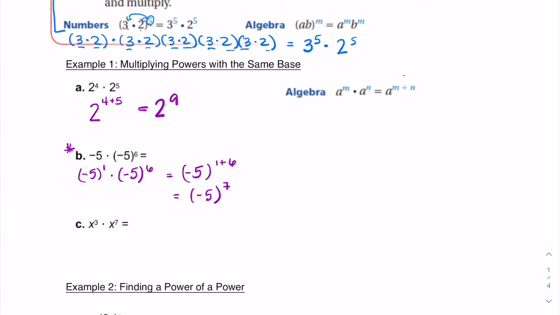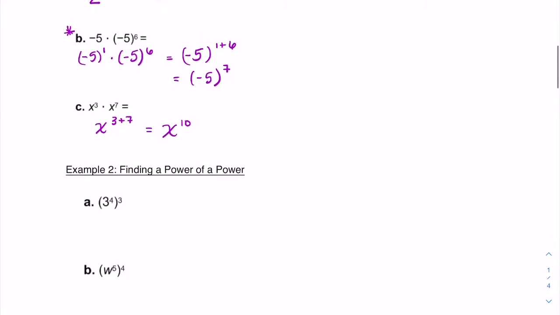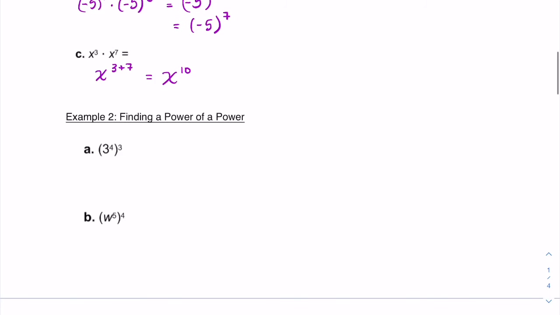Variables work the same way. Si tengo la misma letra, puedo usar la regla. So I'm going to go x, 3 plus 7. And 3 plus 7 is 10. So this is going to give me x to the power of 10. Now let's try example number 2.